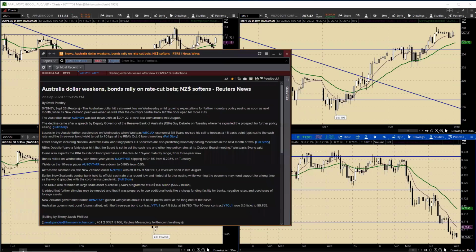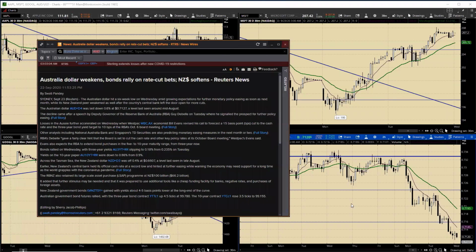Okay, we have the Aussie up. I'm just going to put that here. So it's a little bit of a further dip. Australian dollar weakens, bonds rally on rate cut bets, and the New Zealand dollar softens. The Australian dollar hit a 6-week low on Wednesday amid growing expectations for further monetary policy easing as soon as next month, while its New Zealand peer weakened as well after the country's central bank left the door open for more cuts.